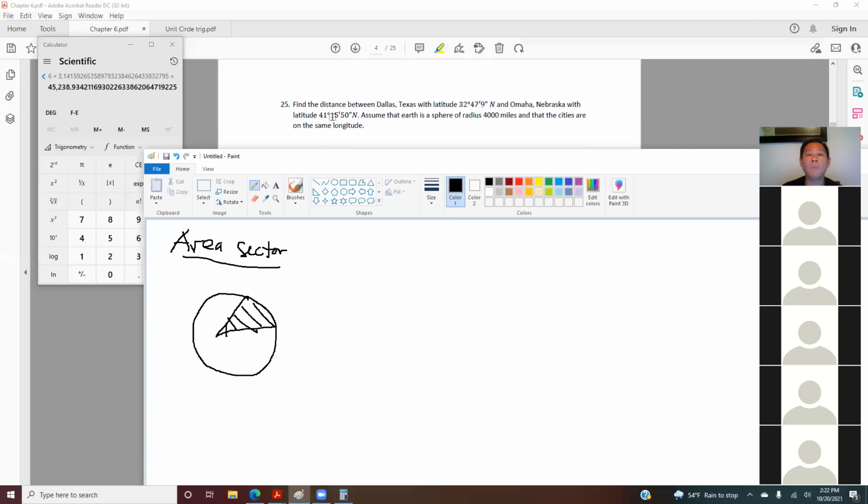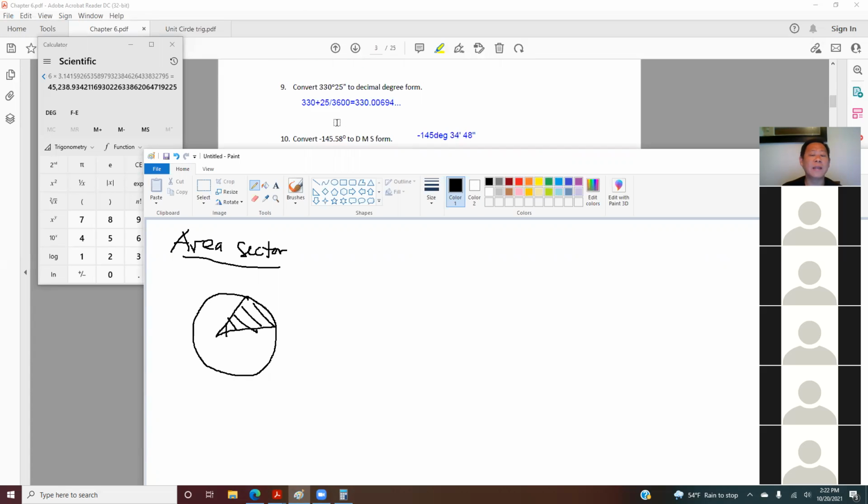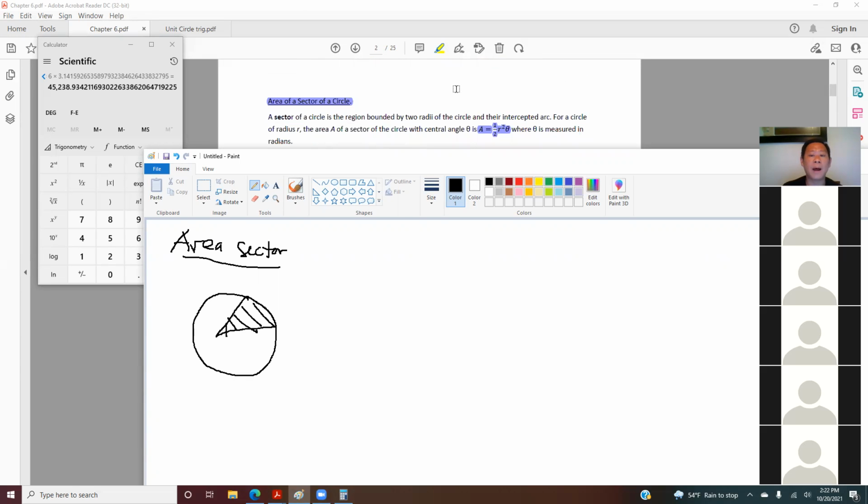And the formula for the area of the sector is given to us by this. A equals 1/2 r squared theta, where r in this case is your radius and theta in this case is the angle. But this theta is going to be measured in radians, not degrees. Okay, so this is the meaning of the formula of the area of the sector. So this is very important.